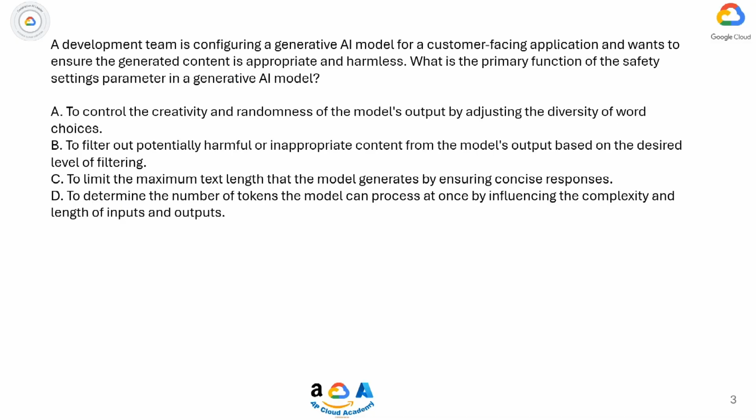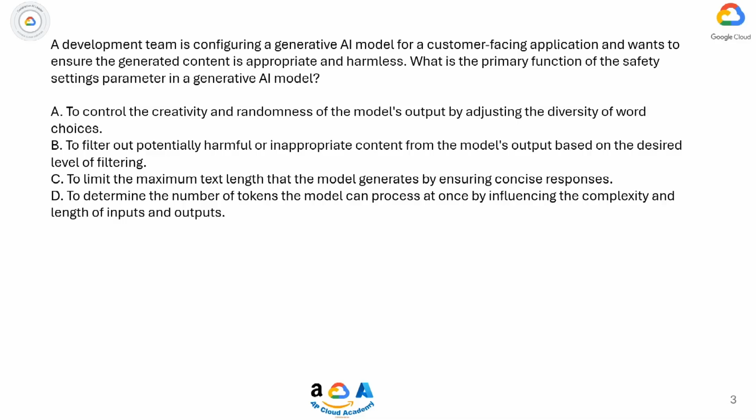A development team is configuring a generative AI model for a customer-facing application and wants to ensure the generated content is appropriate and harmless. What is the primary function of the safety settings parameter in a generative AI model? A. To control the creativity and randomness of the model's output by adjusting the diversity of word choices. B. To filter out potentially harmful or inappropriate content from the model's output based on the desired level of filtering.